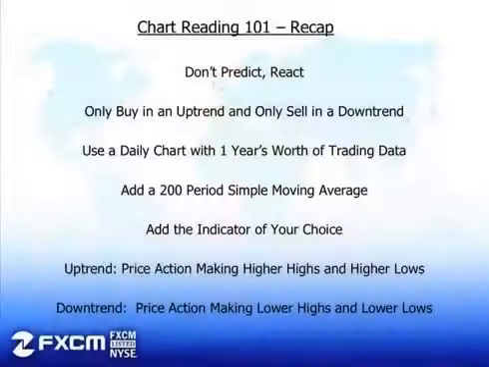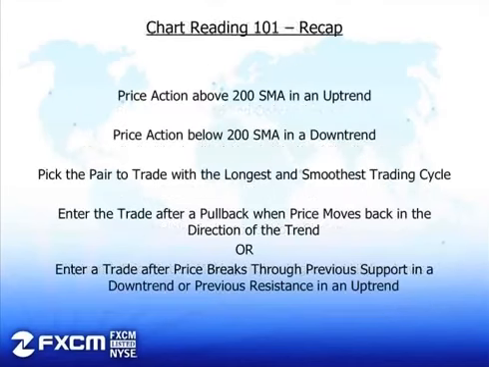In an uptrend, price action is making higher highs and higher lows. In a downtrend, price action is making lower highs and lower lows. Price action above the 200-period simple moving average, we're in an uptrend. Price action below the 200-period simple moving average, we're in a downtrend.